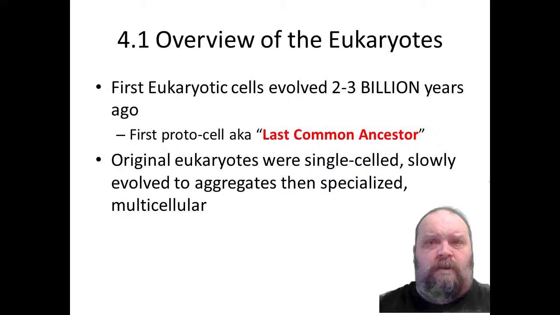So we think eukaryotic cells, things that had a nucleus, started about 2 to 3 billion years ago. It's a little fuzzy there. We can't really say, ooh, hey, look, here it is. So 2 to 3 billion.